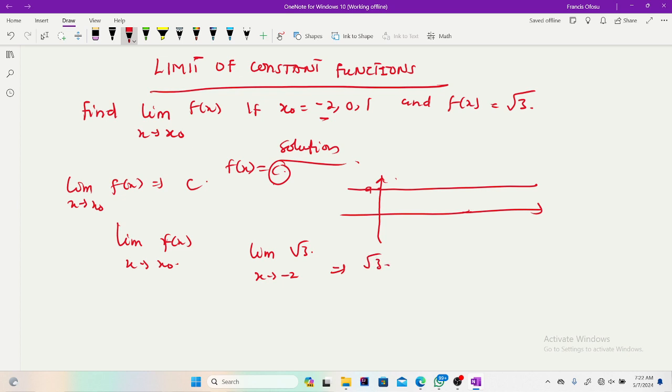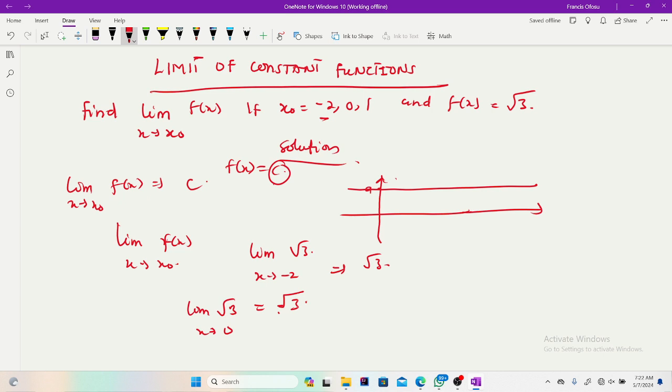Take note. When I take the limit as x approaches 0 of the square root of 3, this is also equal to the square root of 3. So likewise, when I put 1, I also get the square root of 3.